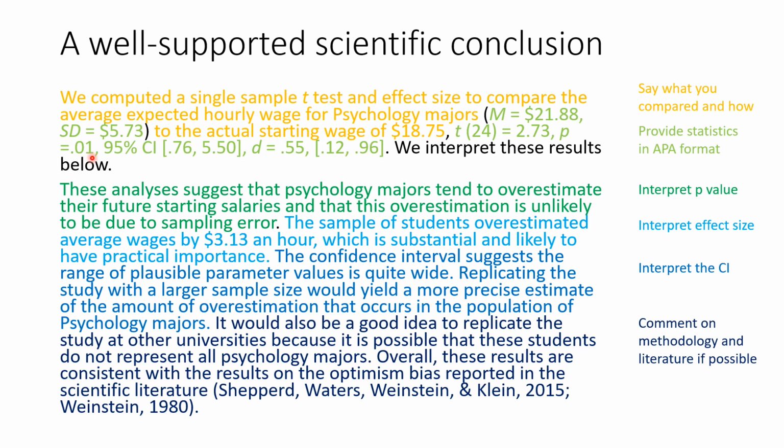Then finally, you want to comment on the methodology and the literature. It's also a good idea to replicate the study at another university, because this was only taken from one university. So one limitation of the study is maybe this university is unique in some way, and we want to compare it to other universities. So again, replicate at other universities because it's possible that these students do not represent all psychology majors. Overall, these results are consistent with the results of the optimism bias reported by other researchers, and I cite them.